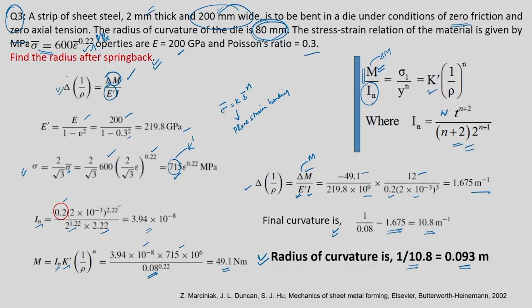So, del 1 by rho is what we need to get. All other things are calculations responsible for your del m, E dash and I, okay. So, instead of this test strain behavior, I can give a different stress strain behavior, okay. Maybe I can include a temperature also in this, and spring back the bending is done at a different temperature, we can say, okay, and then the equation can change, all the values can change and one can compare also.